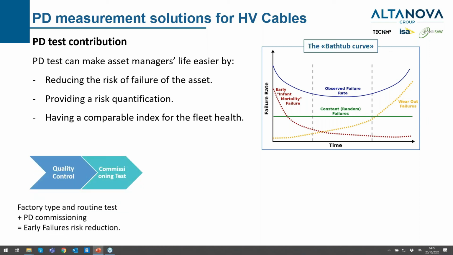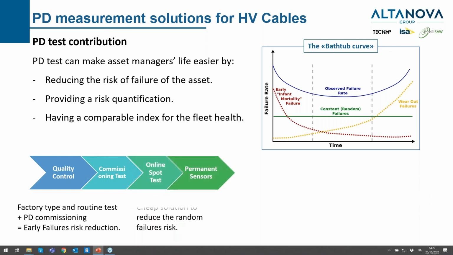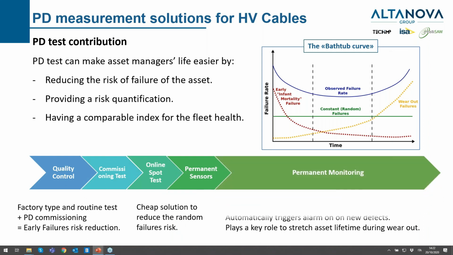So, in the first part of the life of the cable, we can do quality control and commissioning tests. Those will reduce the failure risk in the early life. We can perform online spot tests and install permanent sensors to reduce the random failure risk. We can install a permanent monitoring system to fight the wear-out failures of the high voltage cable.